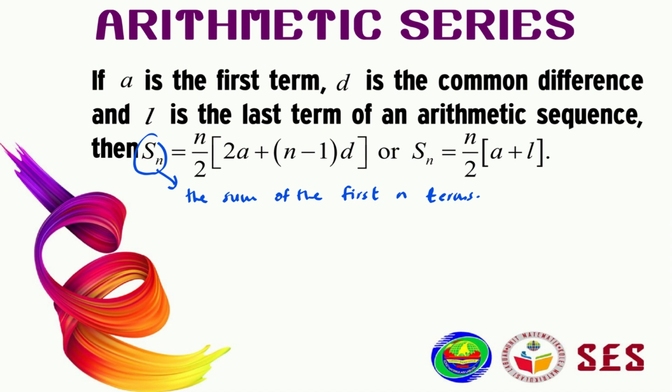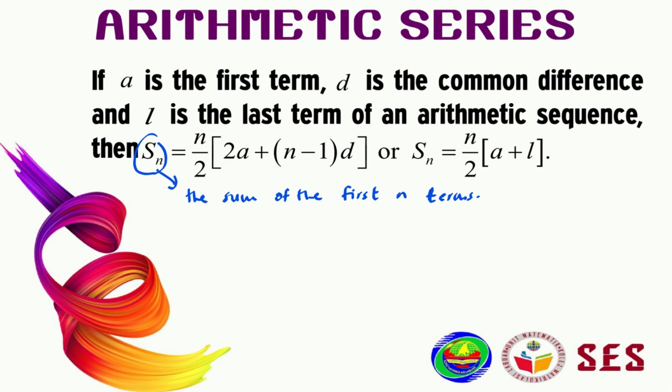And we have the formula here: Sn equals n over 2 times (2a plus (n minus 1)d), or Sn equals n over 2 times (a plus l), where a is our first term as always, d is the common difference, n is the number of terms, and l is the last term.